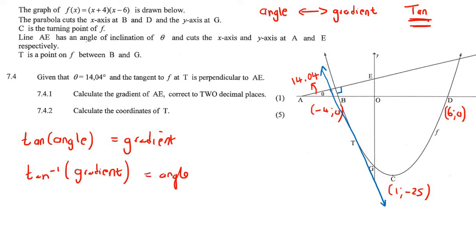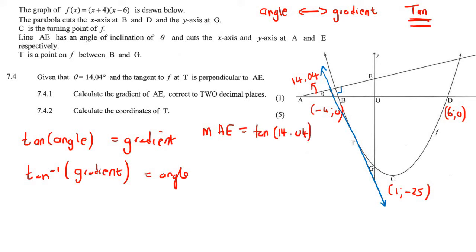Okay, so what this means is that if we know this angle over here, we know its angle above the horizontal. See, we've got that angle above the horizontal. So that technically means we could work out the gradient of that line. And it's easy to do, and that's why this is only 1 mark. So we would use this one here. So you would just say that the gradient of line AE is going to be tan of 14.04.